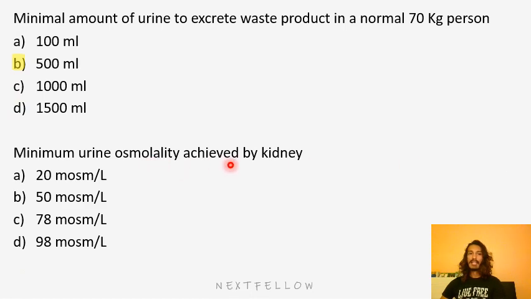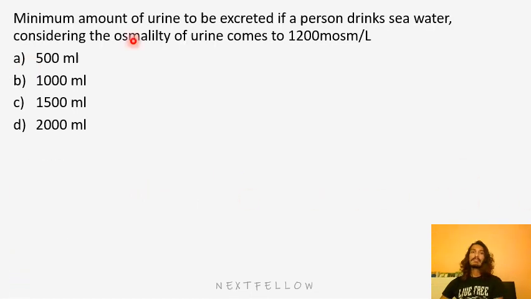Minimum urine osmolarity achieved by kidney. So that, according to the guideline, comes to around 50 milliosmol per liter. That is the answer. Minimum amount of urine to be excreted if a person drinks seawater, considering osmolarity comes to around 1000 milliosmol per liter. So now they've given the value also, and the maximum ability is 1200. So this comes to 1.5 liter, as we had discussed earlier.